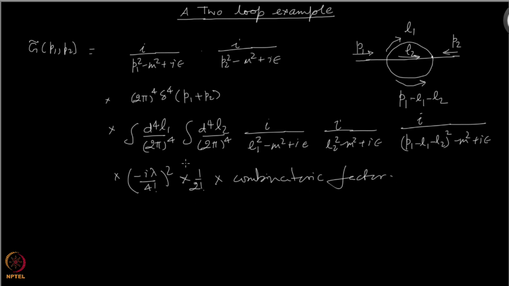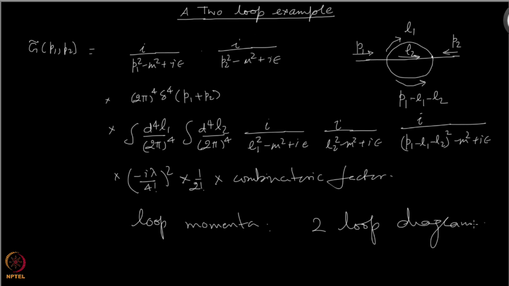So this is the expression for G tilde P1 P2. I am not sure I told you last time, these momenta are called loop momenta. So you have loop momenta, there are two of them, and that is why this is a two loop diagram. Okay, it is a two loop diagram.